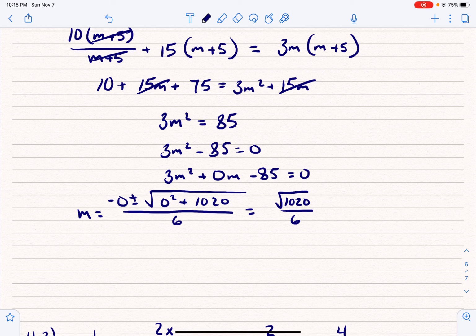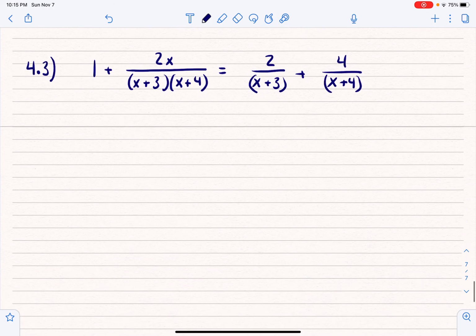All right? And it would be the plus or minus of that. Sorry. And so those are your two solutions. Pretty hideous, but either way, it's true. All right, let's look at the next one.